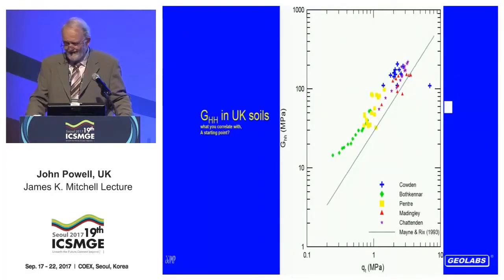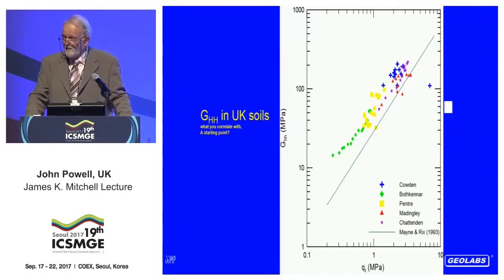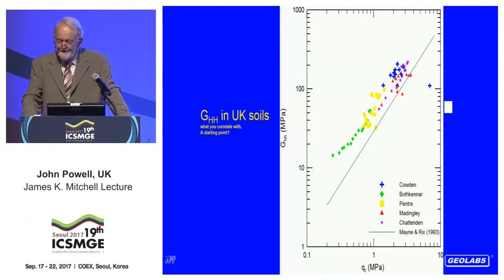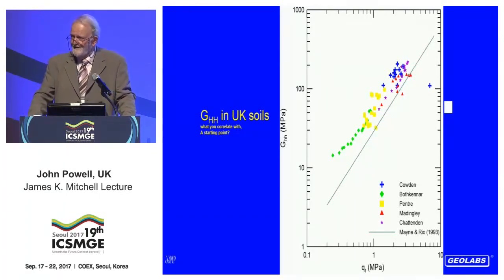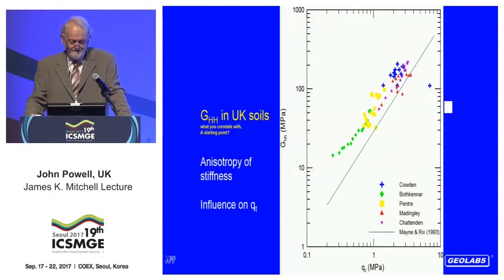Part of this may be linked to the fact that QT probably correlates best with the horizontal small strain shear modulus, the GHH. And that may be where we're going wrong here. We're trying to correlate something that doesn't easily correlate with the stiffnesses that we're looking at from downhole testing. Anisotropy of stiffness, something we need to look at and address.